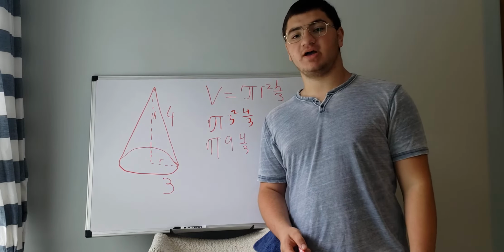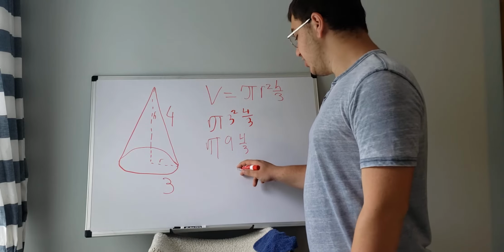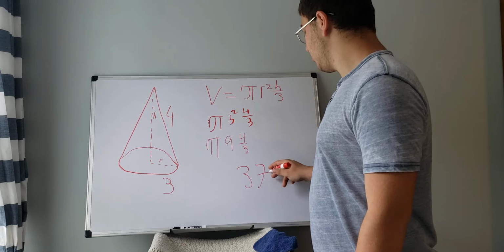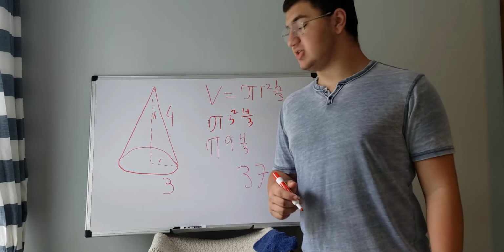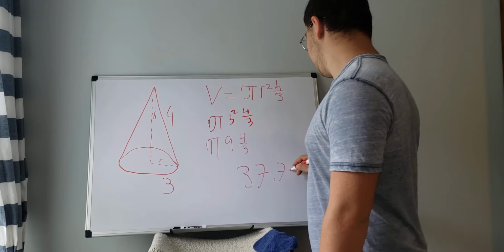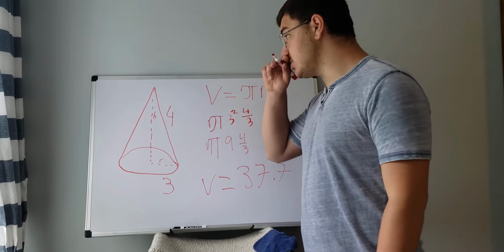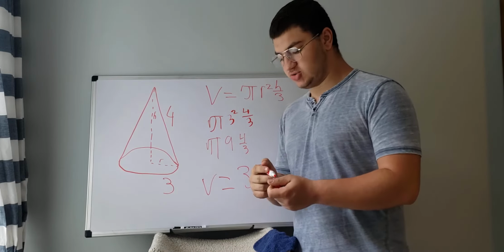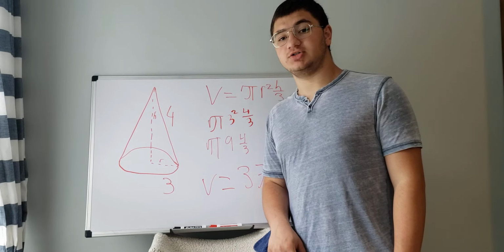Okay guys, so we're back, and now we're going to our answer. You should have gotten 37 point, and then a long decimal, but just round it to the nearest tenth and call it 37.7. That's what you should have gotten as your volume for this cone, and that is right. So let's move on to the next example.